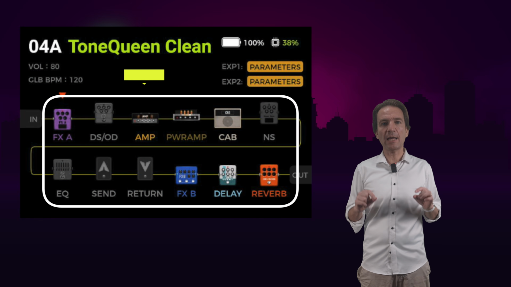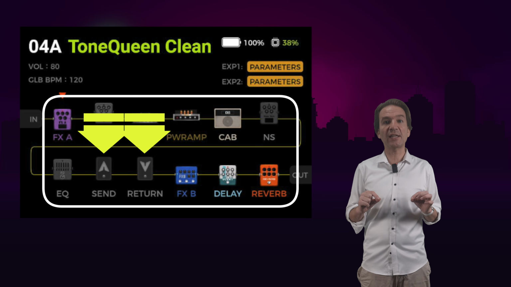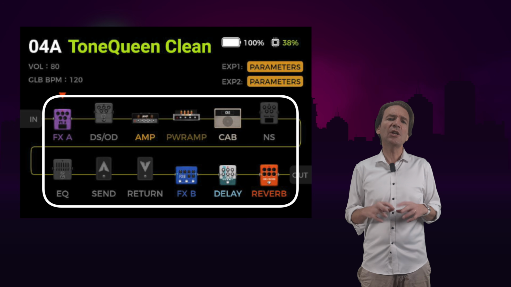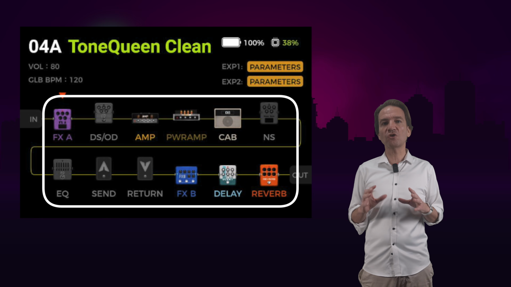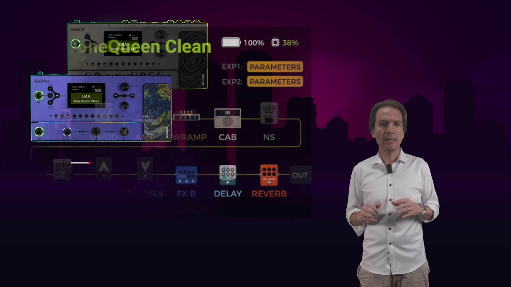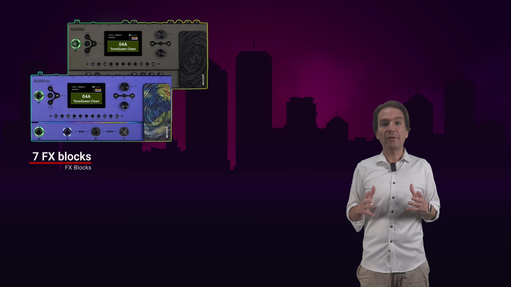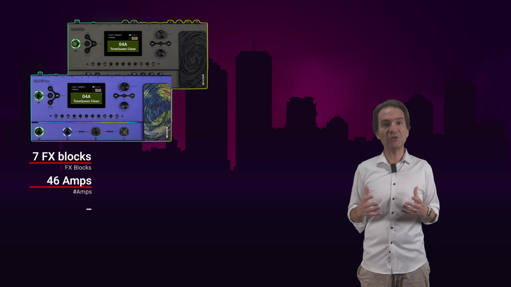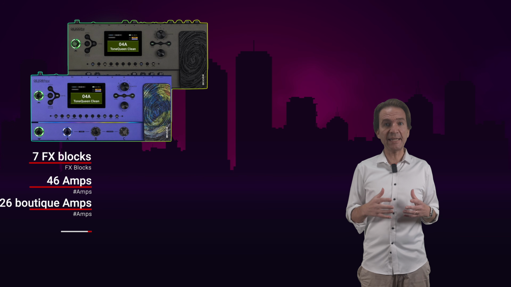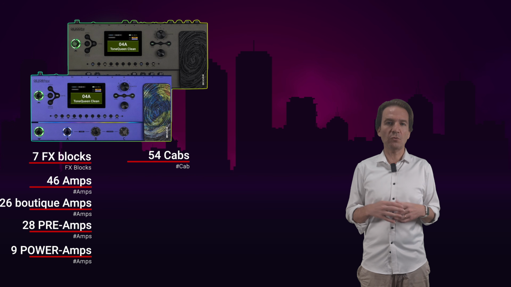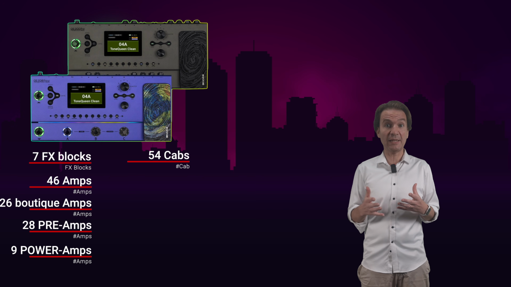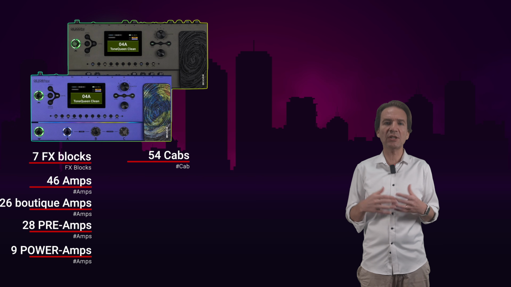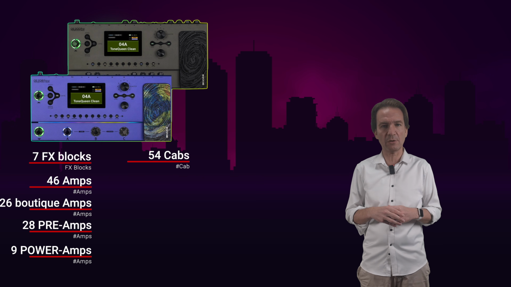You can load 12 effect blocks in the signal chain, amp, power amp, cab, send and return blocks included, so we have therefore 7 blocks just dedicated to the effects. In terms of amps and effects, it offers 46 amp heads, 26 boutique amps, 28 preamps, 9 power amps, 54 cabinets. If you want more info about the differences between heads, boutique amps, etc., you can check out my full review of the GE 1000.